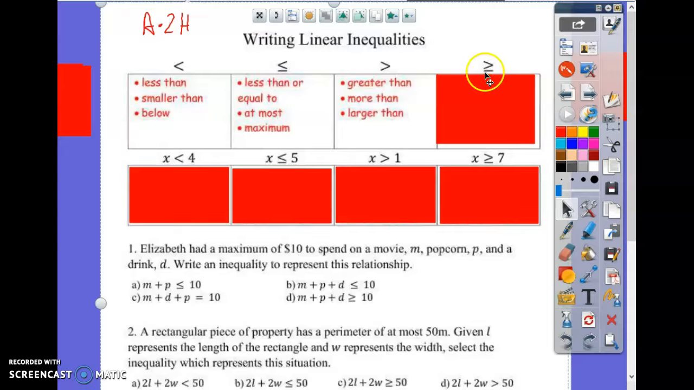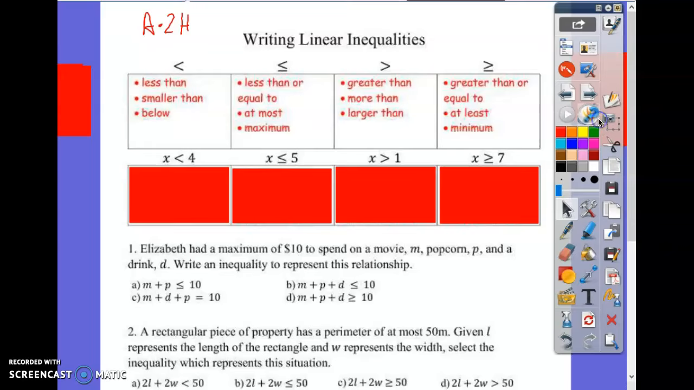The same thing with this one. If it has a line underneath, that means it can equal to it, right? So greater than or equal to, at least, because if I say 7 right here, it's at least 7. That means 7 is the smallest number it can be, but it can be greater than. Minimum. Same thing. If I'm saying minimum of 7, then the 7's over here because it can be bigger than 7. 7 is the minimum, no more than. I mean, more than. Okay?